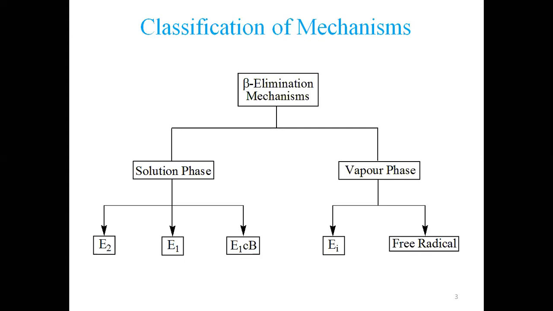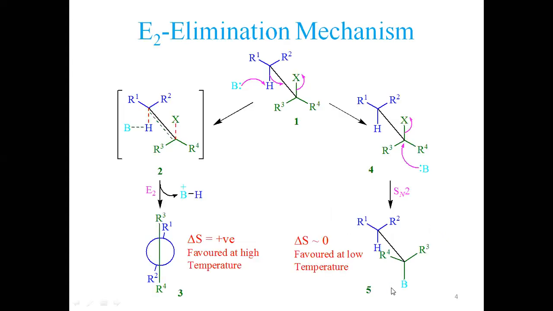Two different methods of synthesis: solution phase synthesis and vapor phase synthesis. If it is solution phase, it can only follow E2, E1 or E1CB. If it is vapor state, it shall follow Ei and the free radical mechanism. Vapor state cannot follow E1, E2 or E1CB mechanism. Similarly, solution phase cannot follow Ei and the free radical mechanism. Let's proceed further.